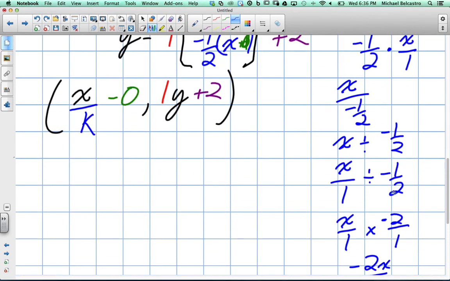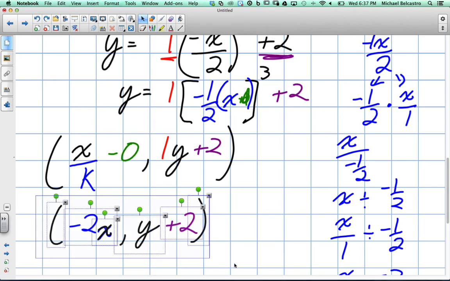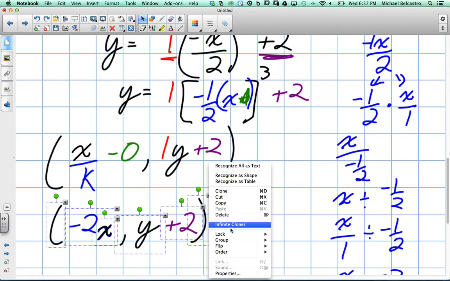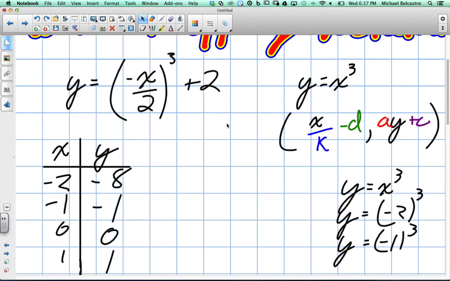Because that's negative 2x, and I completed all of that, this is what our mapping notation would look like. It would say negative 2x plus 0. I'm not going to write it in because it doesn't change anything. And here we get y plus 2. So these are the only two major things that are happening to our mapping notation. Now that we know this idea, I'm going to group it all together, and then copy and paste it up here.